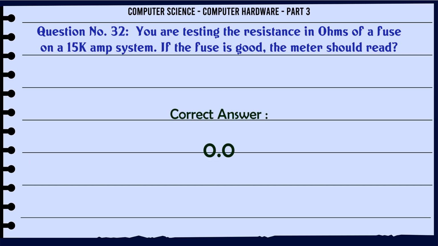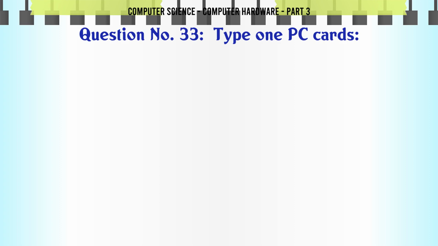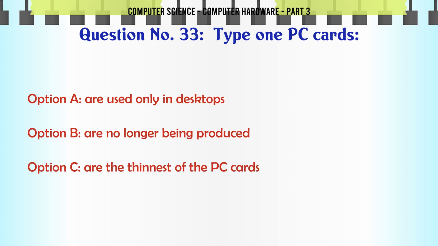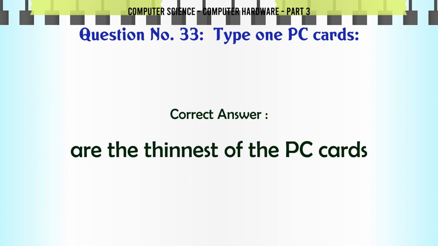Type 1 PC cards. A. Are used only in desktops. B. Are no longer being produced. C. Are the thinnest of the PC cards. D. Don't exist. The correct answer is are the thinnest of the PC cards.